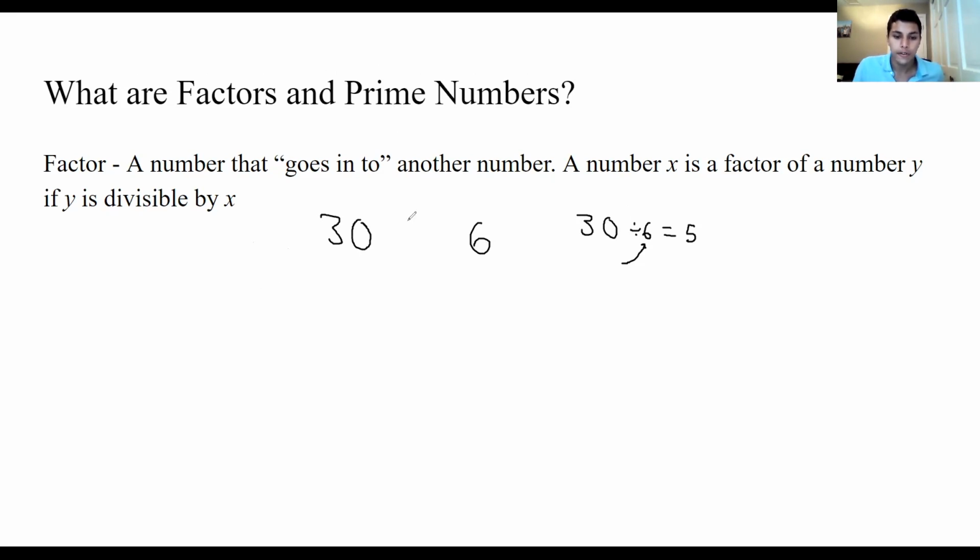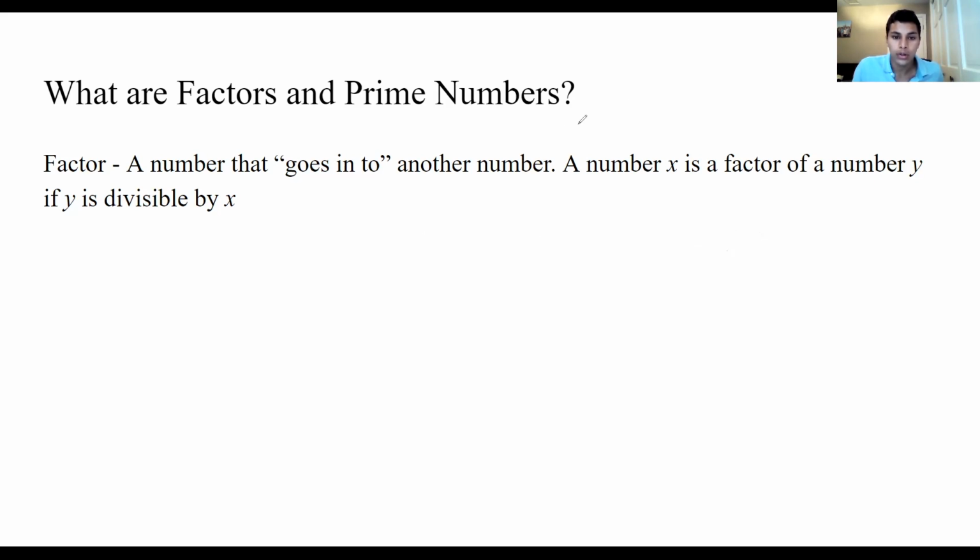If I had the number 4 and the number 2, 2 is a factor of 4 because 2 goes into 4. Because 4 divided by 2 gives us a whole number. The answer is 2, and there's no decimals or anything. Therefore, 2 is a factor of 4. 4 is divisible by 2. So those are what factors are.